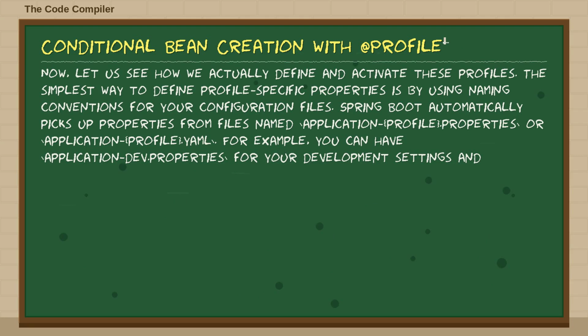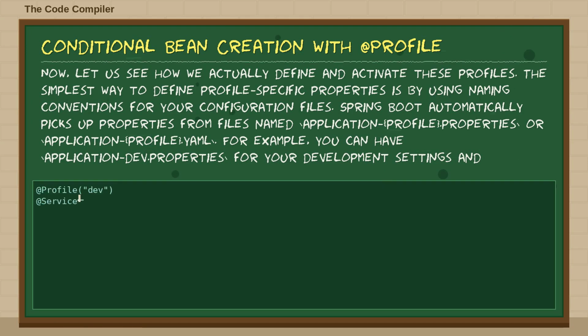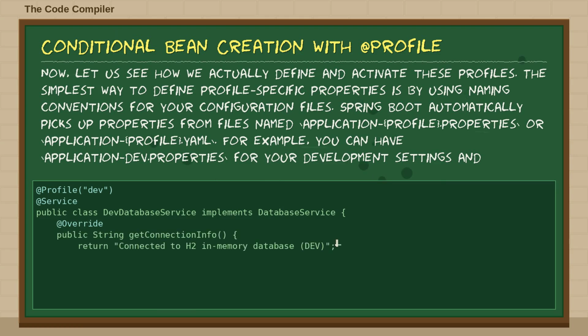To activate a profile, you can set the spring.profiles.active property. This can be done in several ways, via command line arguments using --spring.profiles.active=dev, as a system property, or even within your main application.properties file. It is a very flexible mechanism that allows you to switch configurations with ease.